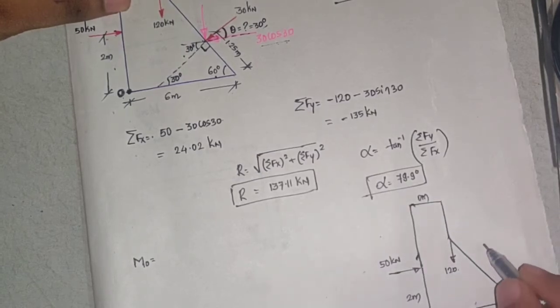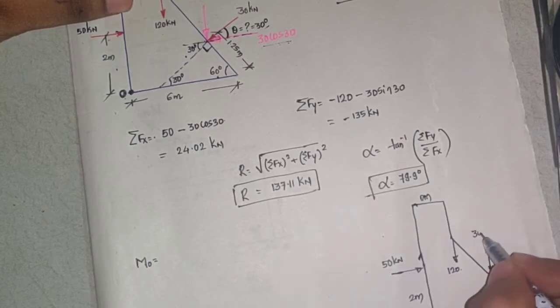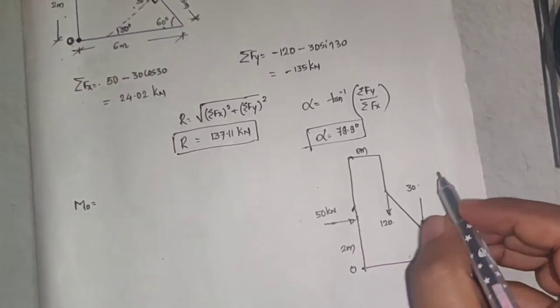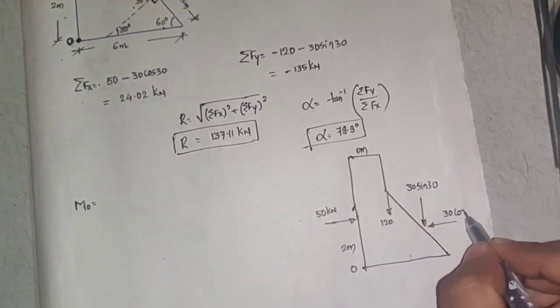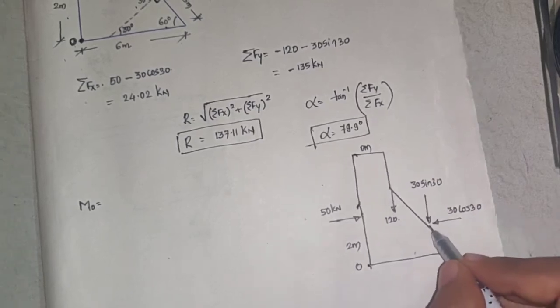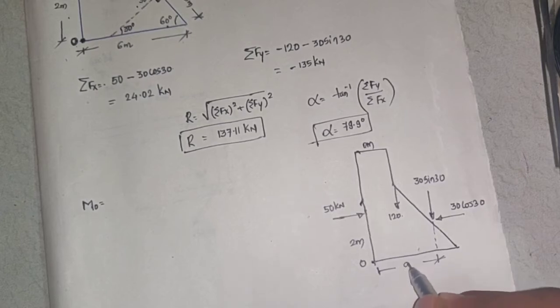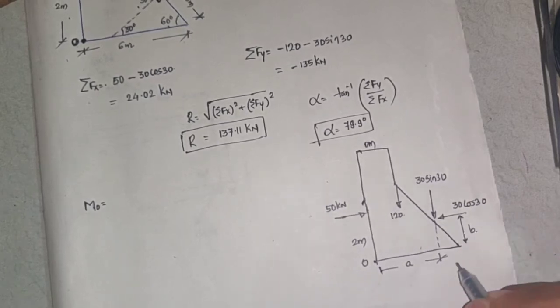Now this force makes two forces like this. This is 30 sin 30 and this is 30 cos 30. Now what is the perpendicular distance of this? We need to know this distance. I'll call this A. And what is the perpendicular distance of this? I'll call this B.